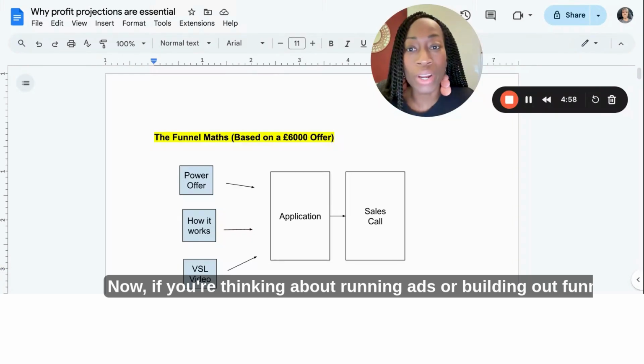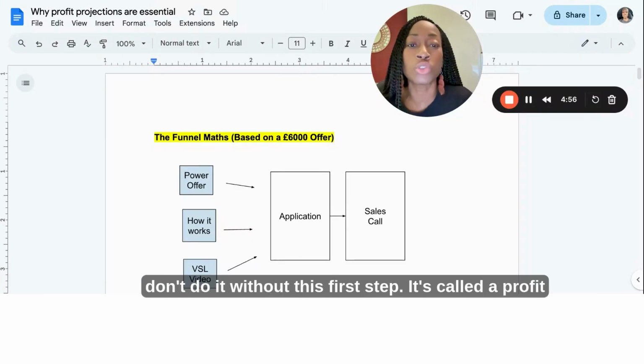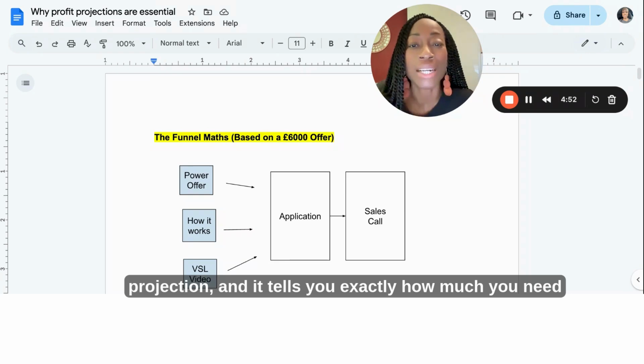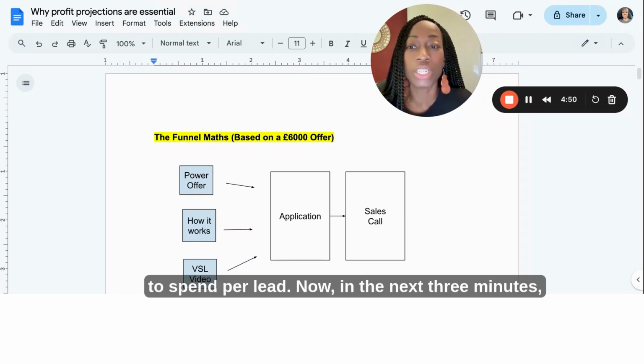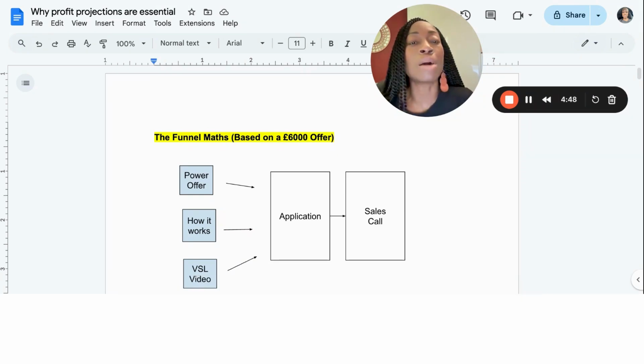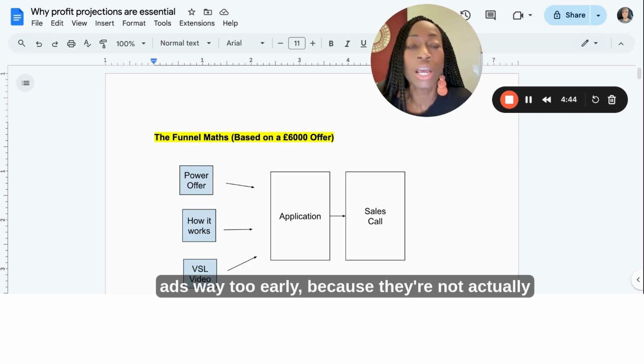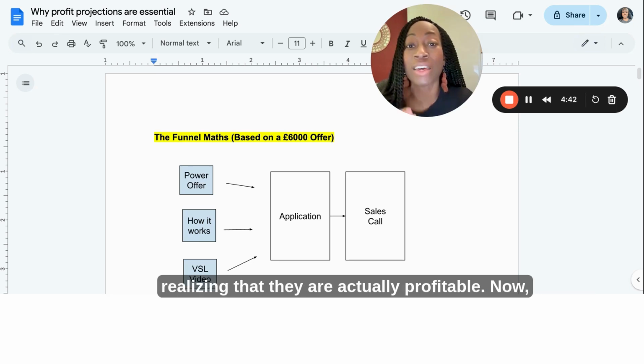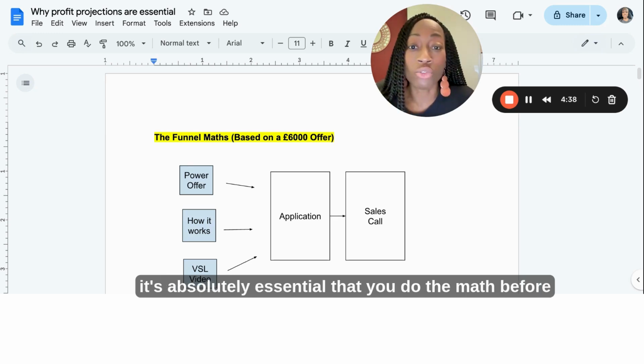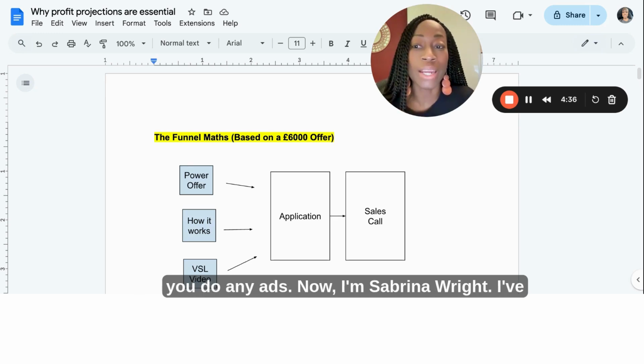Now, if you're thinking about running ads or building out a funnel, don't do it without this first step. It's called a profit projection, and it tells you exactly how much you need to spend per lead. Now, in the next 3 minutes, I'm going to show you why so many people are switching off their ads way too early because they're not actually realizing that they are actually profitable. Now, it's absolutely essential that you do the maths before you do any ads.